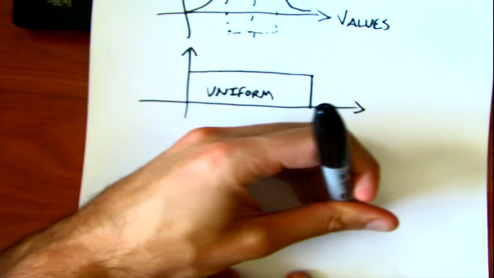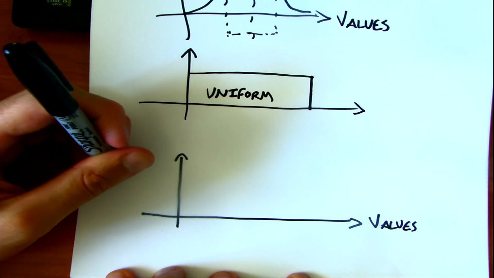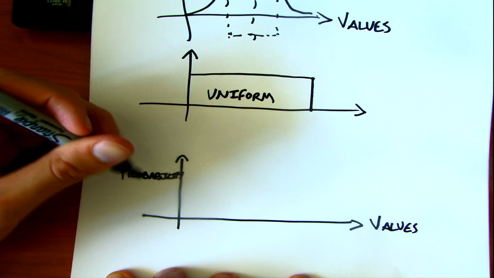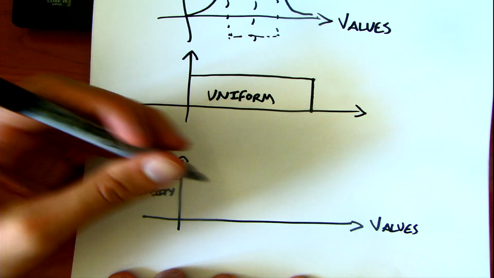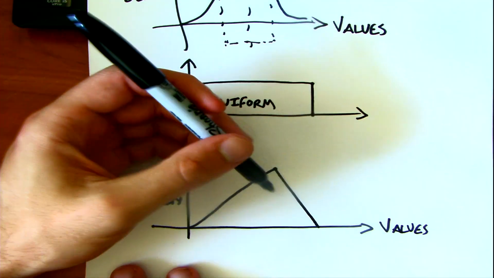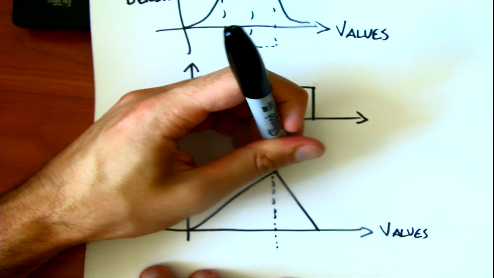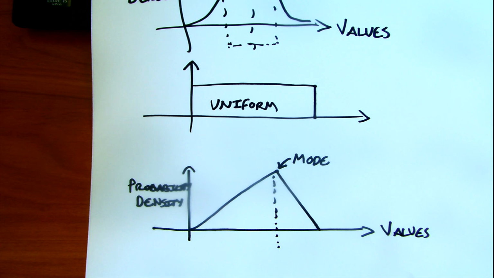The last one that we're going to be talking about, at least for right now, is a triangular distribution, which isn't really that hard to intuit what the shape is going to look like. So same axes, probability density on the y-axis, values on the x-axis. As you might have guessed, that's what the triangular distribution looks like. Except this point here, this is the mode. It's not the mean, it's the mode.